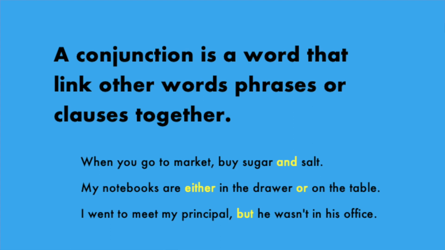My notebooks are either in the drawer or on the table. Here the conjunction is the combination of either or, and it connects two phrases: in the drawer or on the table. See the next sentence.